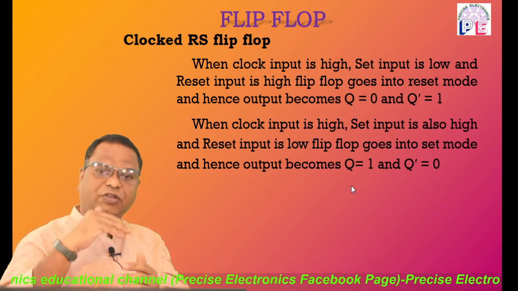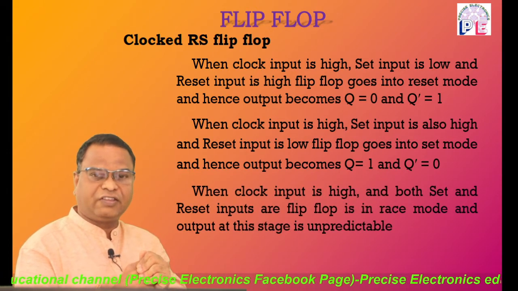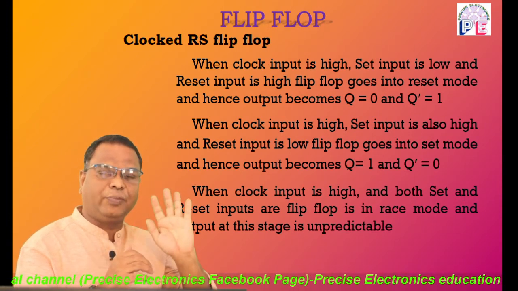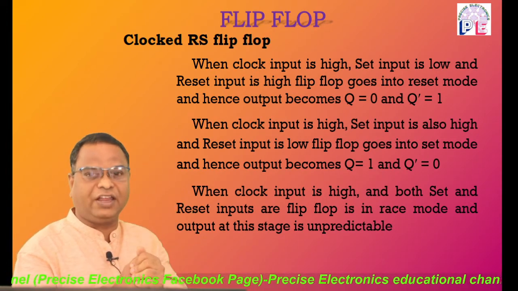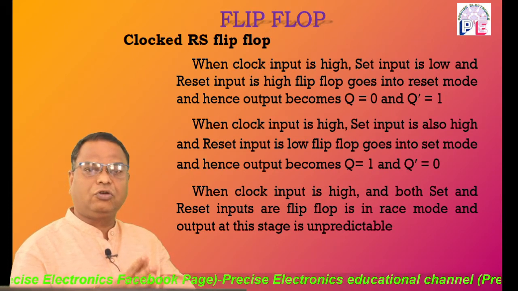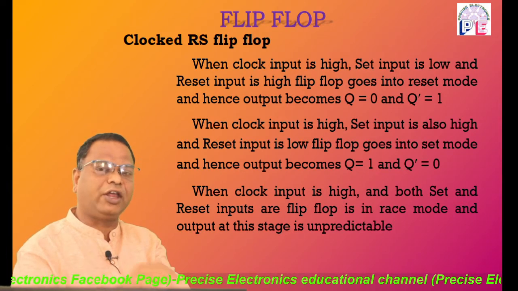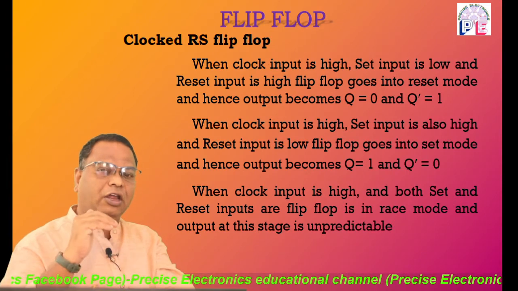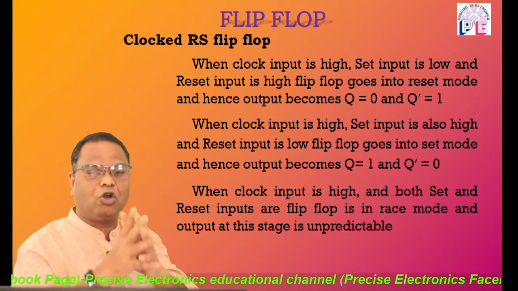Next, once again the clock input is high and both set and reset inputs are high. So in this case, the flip-flop is in race condition, in forbidden condition. We are not able to predict the output state. It is known as a race condition or a forbidden condition. So that is the clocked RS flip-flop, in which the clock input is applied and the flip-flop is in enable mode only when the clock input is high. So that is the clocked RS flip-flop.